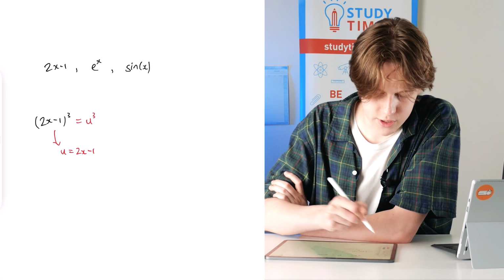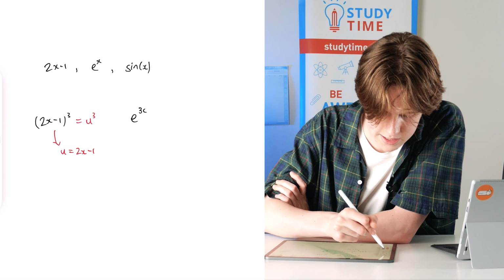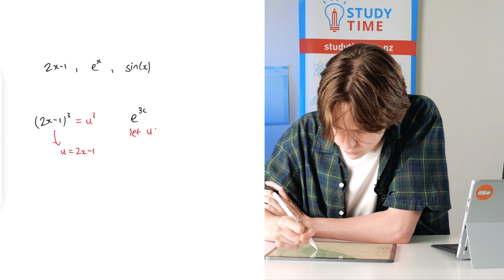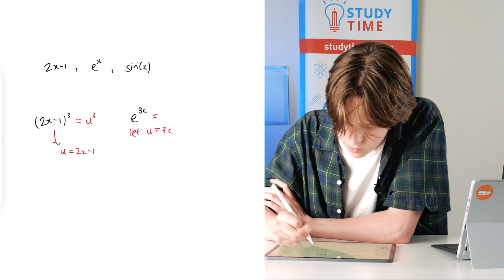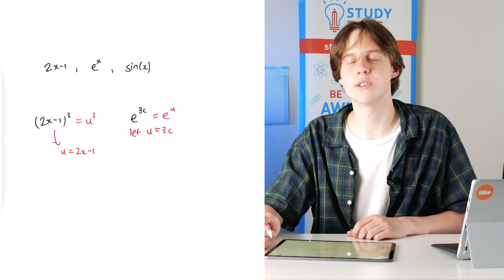And if we were to have other examples, well, we might have e to the 3x, for example. And in that case, we could say, well, let u equals 3x. So we've got e to the u as our outside function, right? And 3x is our inside function.